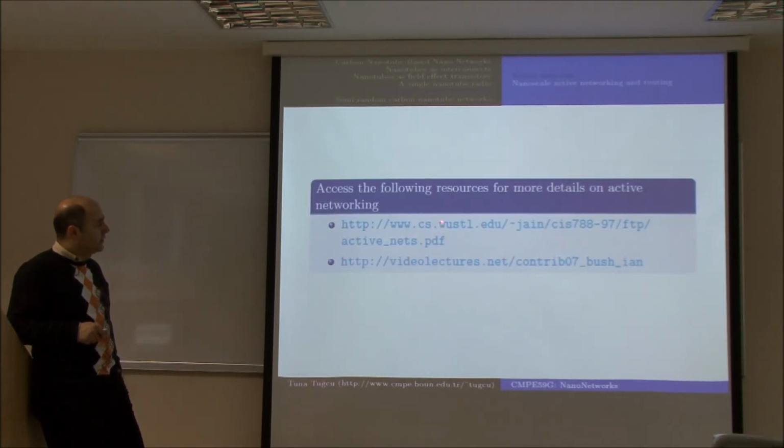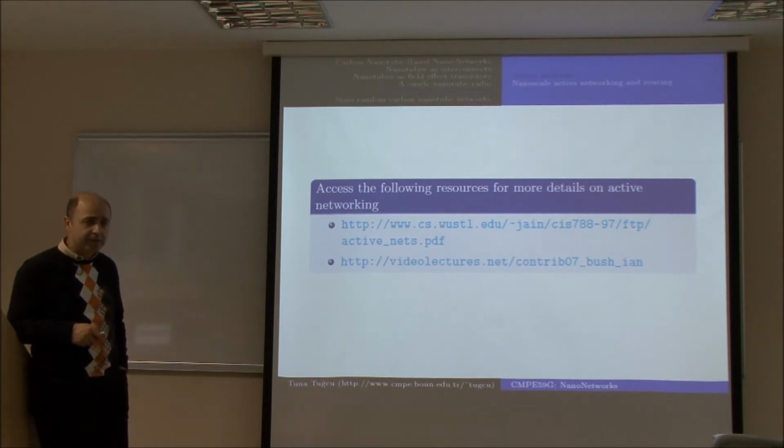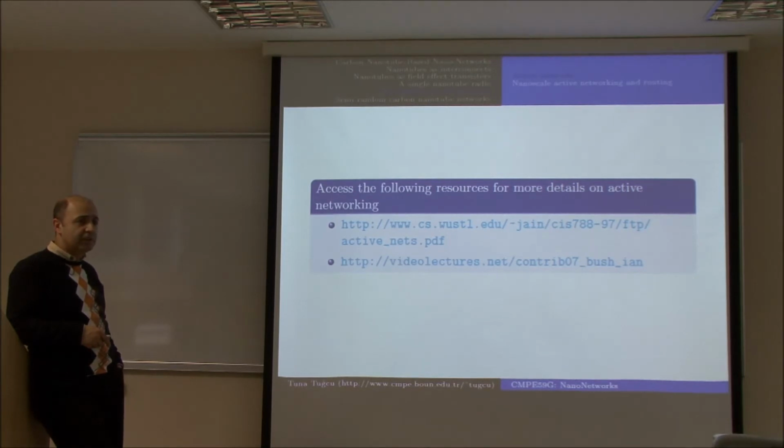Here you have two links. One is about a PDF file on active networks. If you're interested in active networks, please have a look at it. It's a very short one. It will just let you get the basic ideas, that's all. If you want further detail, you have to dwell into that. And the other one is the video by Steve Bush, the author of our textbook. So if you're interested in this topic, you can also watch that video. Don't worry, I will not make you watch it now because this is something like 50 minutes. So you can do it offline if you wish.